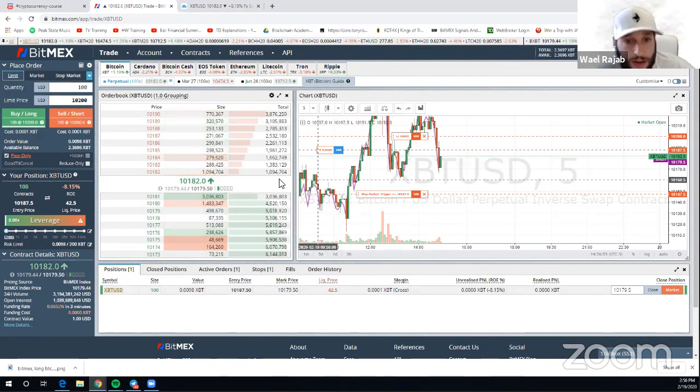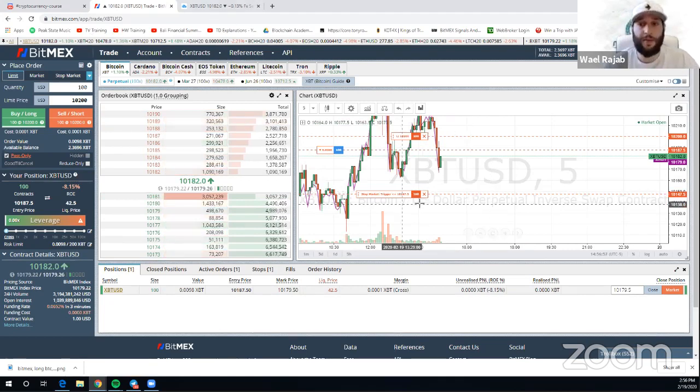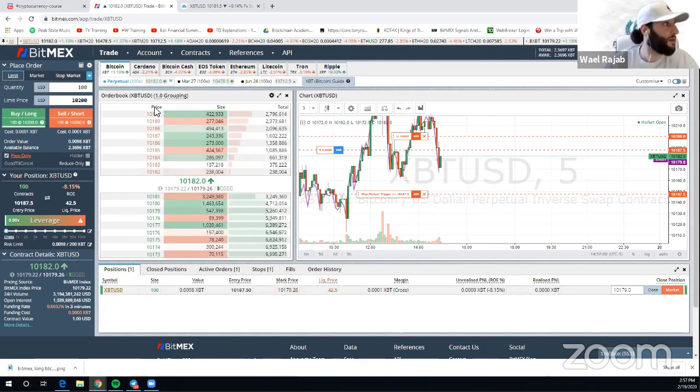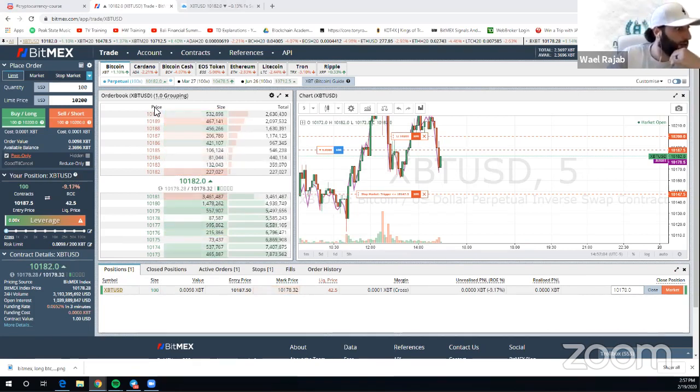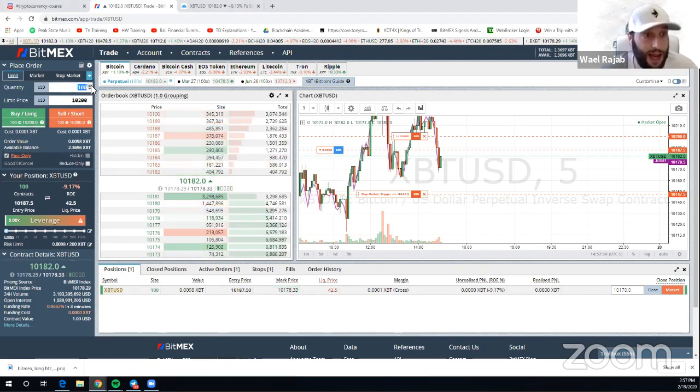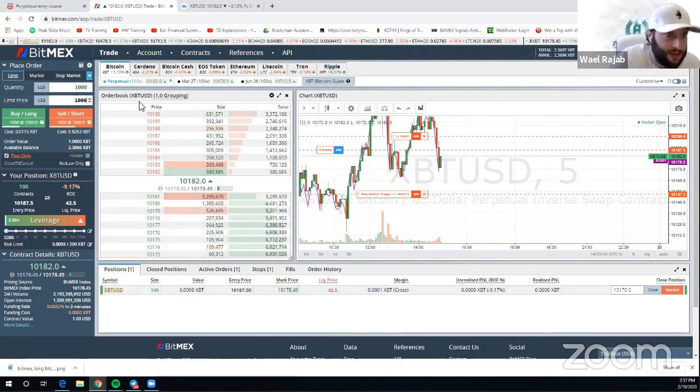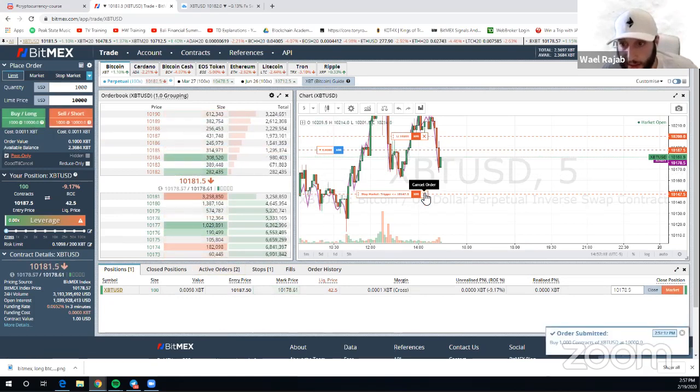So right now, let's just take a look on Trader. I'm going to see if I should add to this Bitcoin position, and I'll show you guys an example right now. So I'm going to add 1,000 units to this, 10,000. Let's buy 10,000.